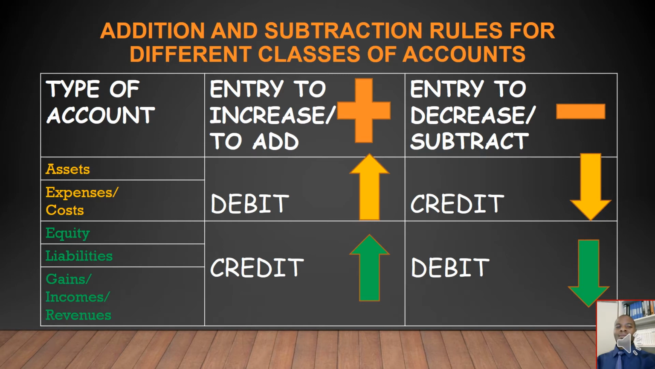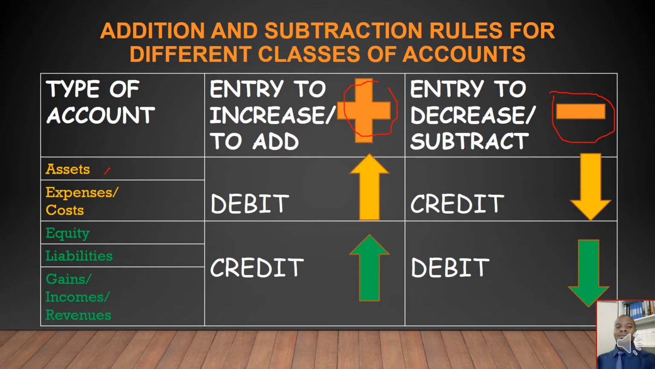Let's take a look at this. I have in this table, in column 1, type of account. In column 2, the entry to make if you want to increase or to add. And in column 3, the entry to make if you want to decrease, that is to reduce or to subtract. So this is the addition sign and this is the subtraction sign.